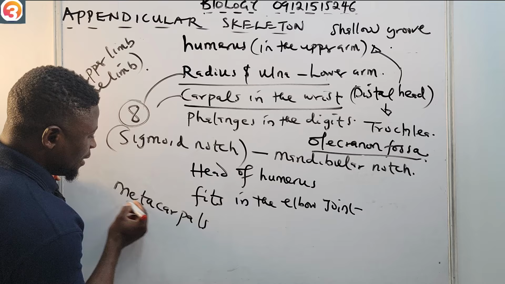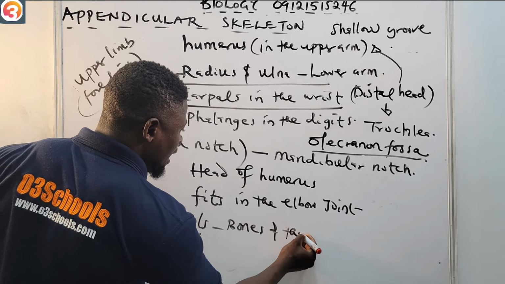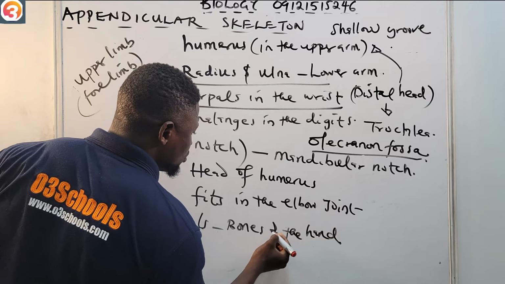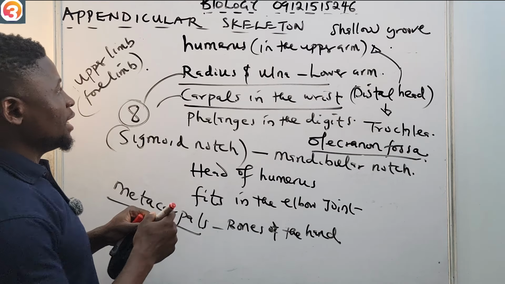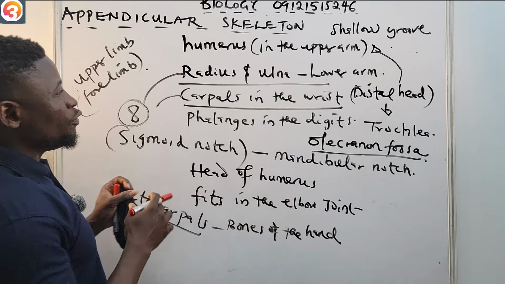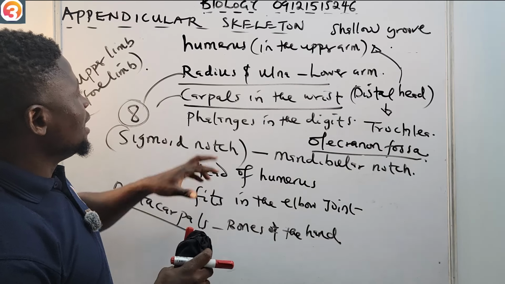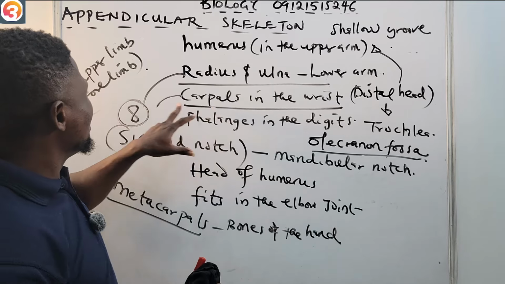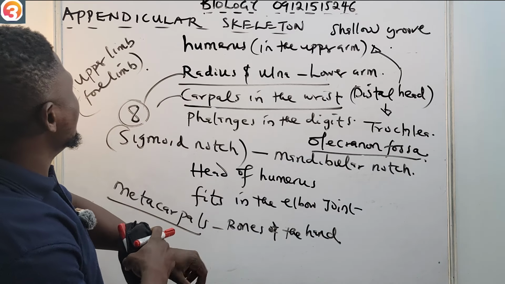Metacarpals: they are bones of the hand. The metacarpals are bones of the hand, while the carpals are bones of the wrist. Please take note of that. The carpals are bones of the wrist, and they are 8 in number. The metacarpals are bones of the hand.